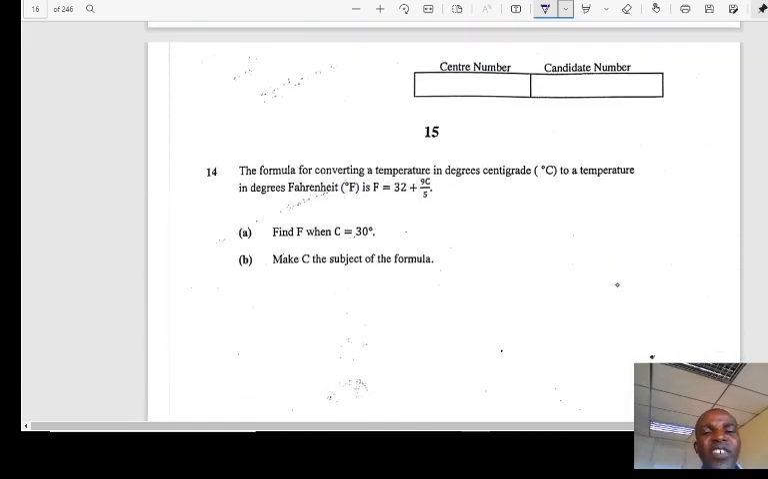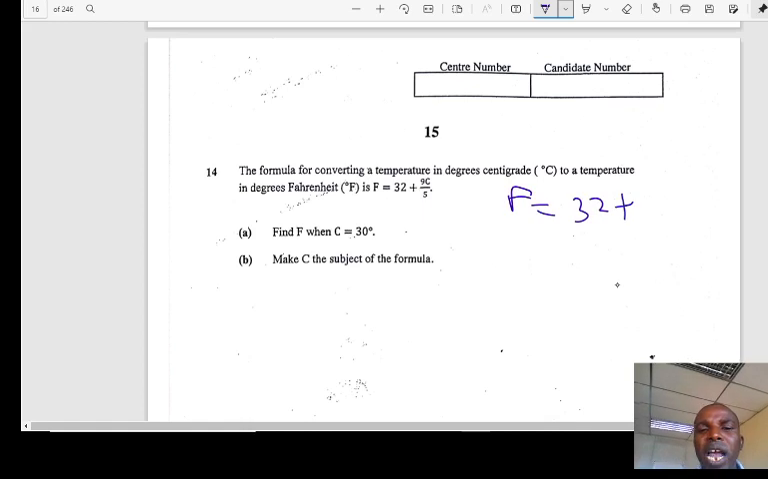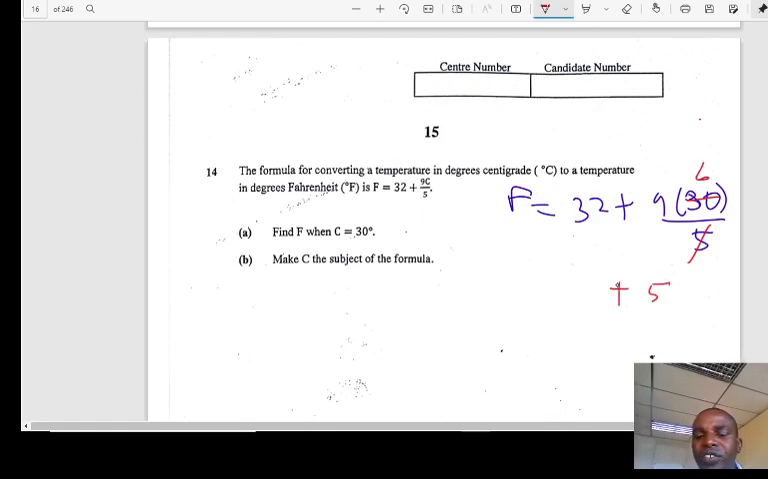The formula for converting a temperature in degrees centigrade to a temperature in degrees Fahrenheit, F is equal to 32 plus 9C over 5, is given. Then find F when C is equal to 30. You just put 30 where you see C. So F is equal to 32 plus 9 times 30 over 5. Right, so this one you can simplify. 5 into 30 is 6. Then 9 times 6 is 54. So F is equal to 32 plus 54, it's 86.